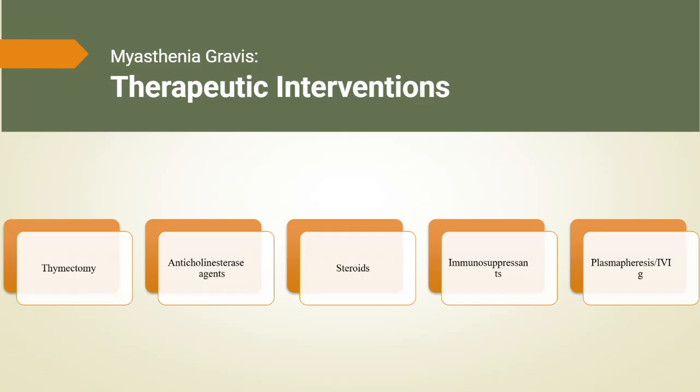There is currently no cure for myasthenia gravis. Treatment focuses on reducing symptoms, improving muscle strength, and preventing complications such as respiratory failure or myasthenic crisis. Because myasthenia gravis is an autoimmune disorder that affects communication between nerves and muscles, most therapies target either the immune system or the amount of acetylcholine available at the neuromuscular junction.